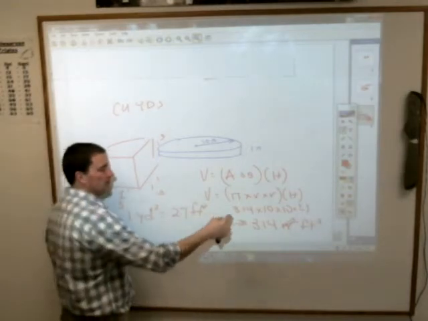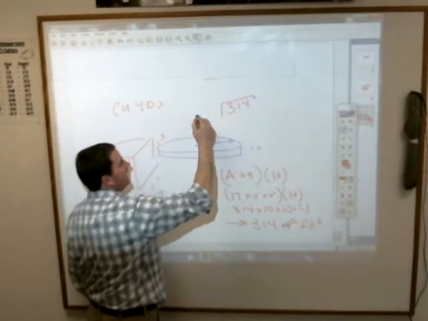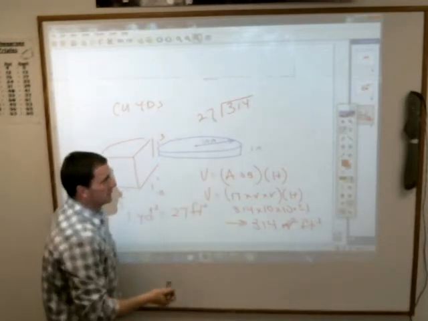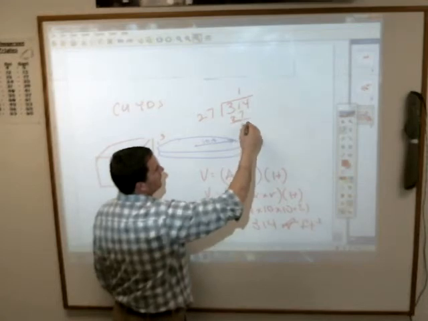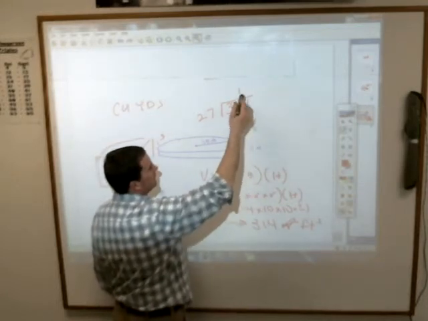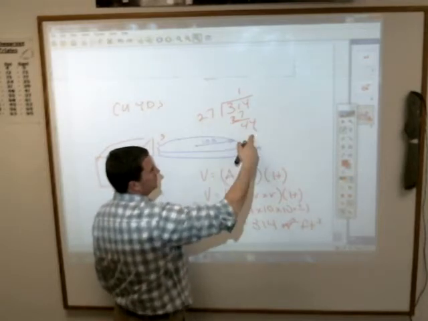So how many cubic yards would you need? You would have to take 314, divide it by 27, because each truck will get you that. You end up with 11.44, and they said, how many trucks would you need? Well, 11 won't get you there because you'll be short.